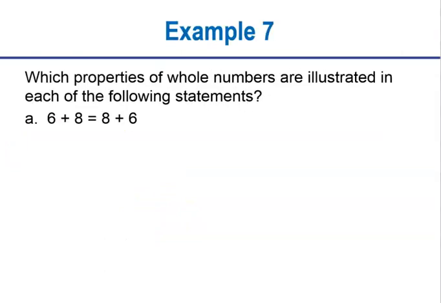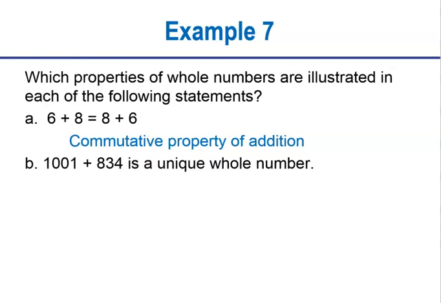So we need to be able to identify the properties as we're doing problems. Notice here 6 plus 8 equals 8 plus 6. We know that's true, they're both 14, but what property have we used here? Notice we have moved the 6 and the 8. The 6 was first, and then the 8 was first next. That's the commutative property of addition.